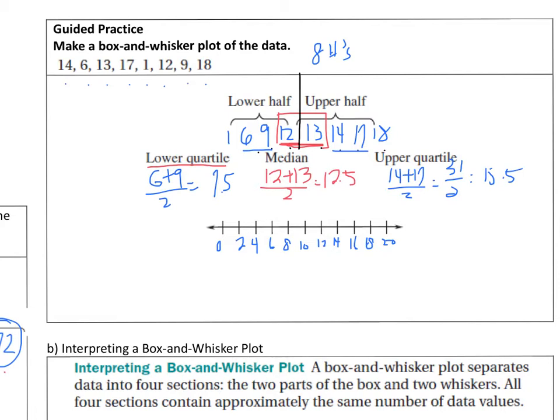Okay, so I'm going to first plot my lower extreme, which is this 1. I'm going to write 1. And then I'm going to plot the lower quartile of 7.5, just around here. And then 12.5, my median. And 15.5. Let me write this more neatly.